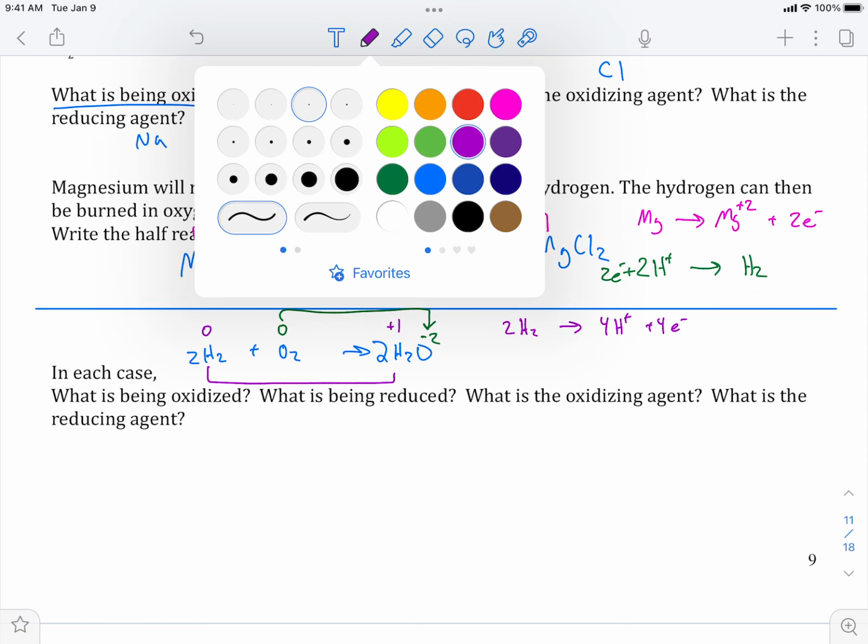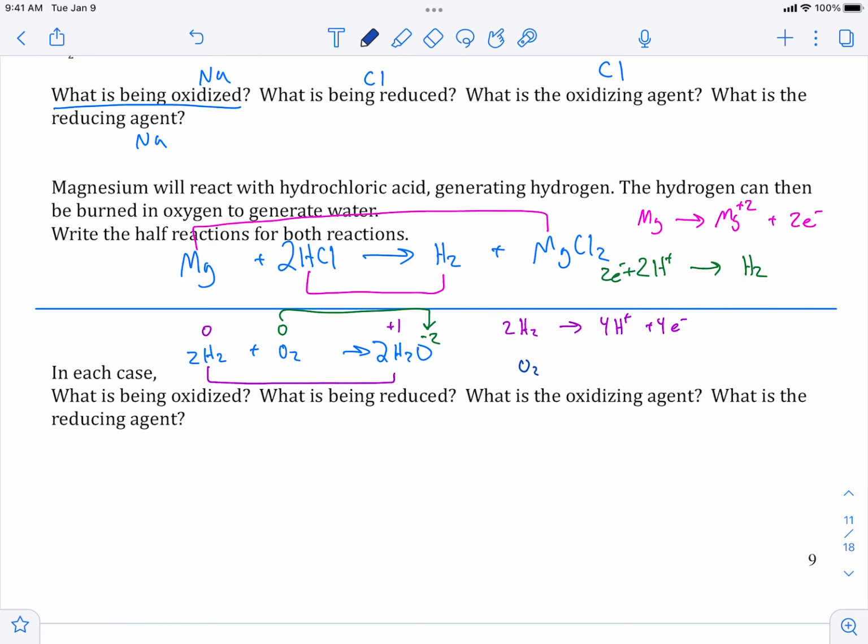Okay, for the oxygen, O2 goes to 2 oxygen atoms in the compound, so the only way to balance that would be to put 4 electrons here. Okay, what was oxidized? Yeah. What was being reduced was oxygen, so therefore that's the oxidizing agent. The reducing agent would then be hydrogen.